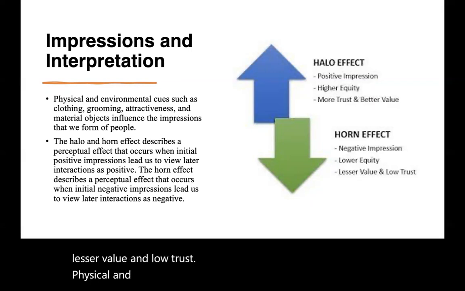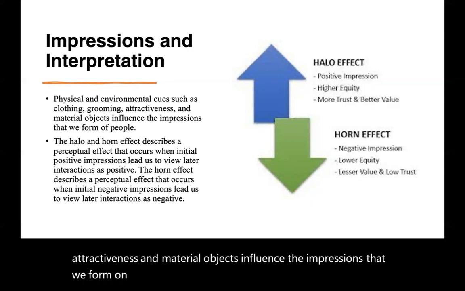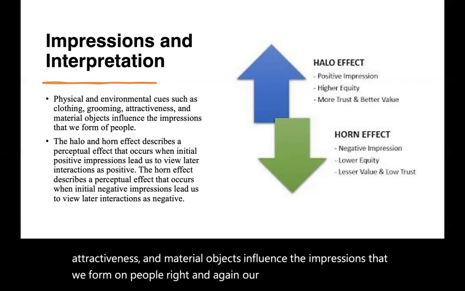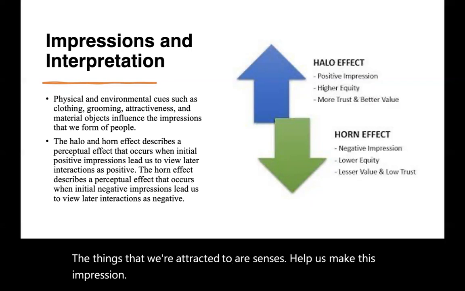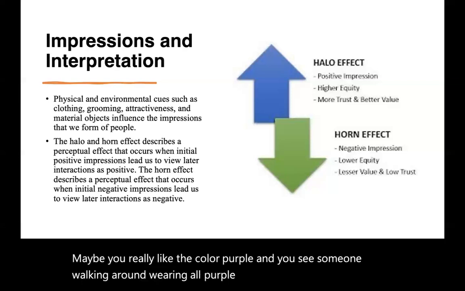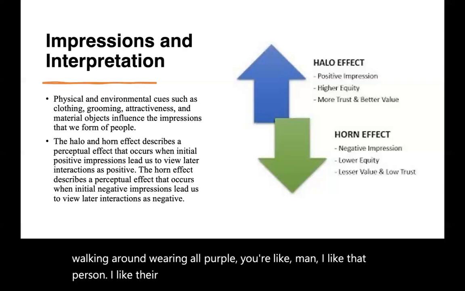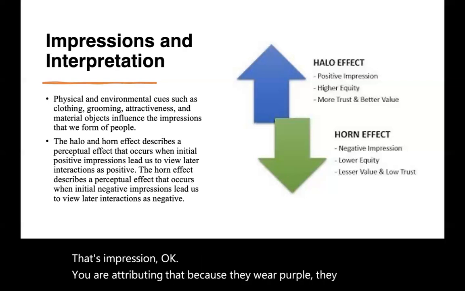Physical and environmental cues such as clothing, grooming, attractiveness, and material objects influence the impressions that we form of people, right? And again, our salience, the things that we're attracted to, our senses, help us make this impression. Maybe you really like the color purple and you see someone walking around wearing all purple. You're like, man, I like that person. I like their style. That's impression. Okay. You are attributing that because they wear purple, they got good style.